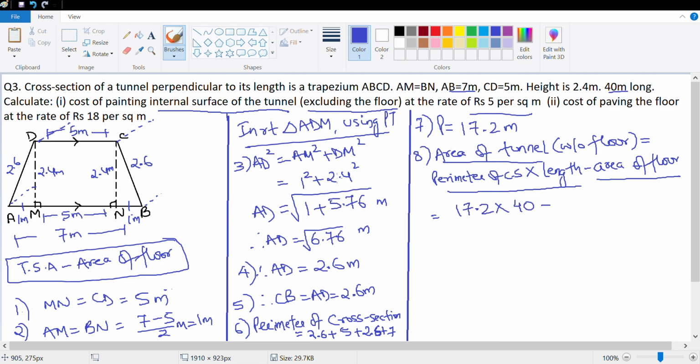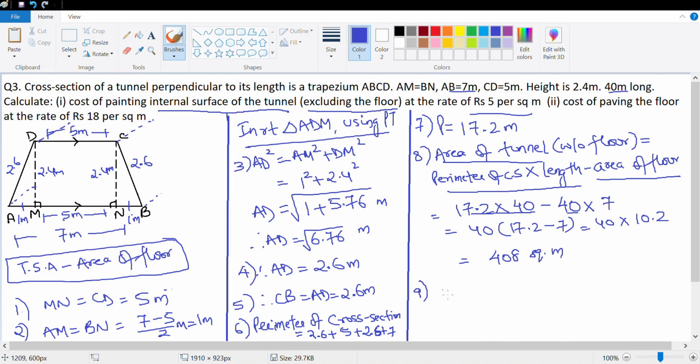Subtract area of floor. The area is length into breadth, in this case 40 multiplied with 7, which means 40 times 17.2 minus 7. 40 is common, which means 40 multiplied with 10.2, which is 4 into 102, which is 408 square meter. So this is the area of the tunnel which needs to be painted.